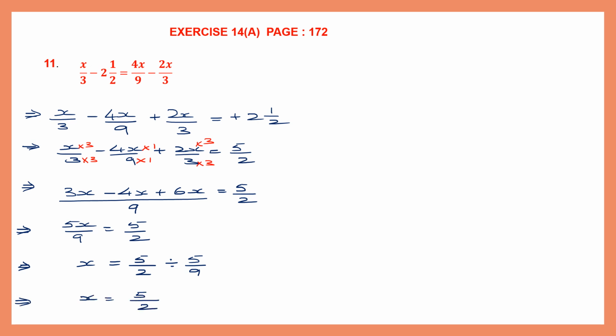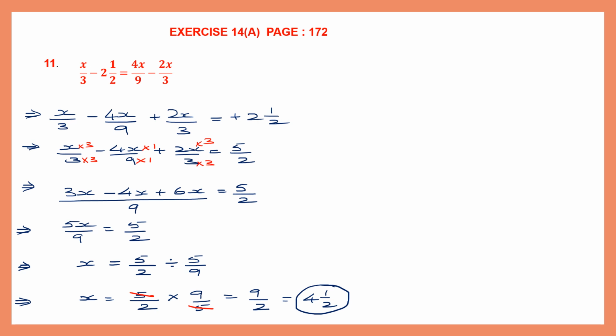5 by 9, the division changes to multiplication and the reciprocal. Now let's cancel 5 and 5. So here we have x is equal to 9 by 2. Now we can convert this to a mixed number. So this is 2 4s are 8, 1 by 2. 4 1 by 2 is our answer.